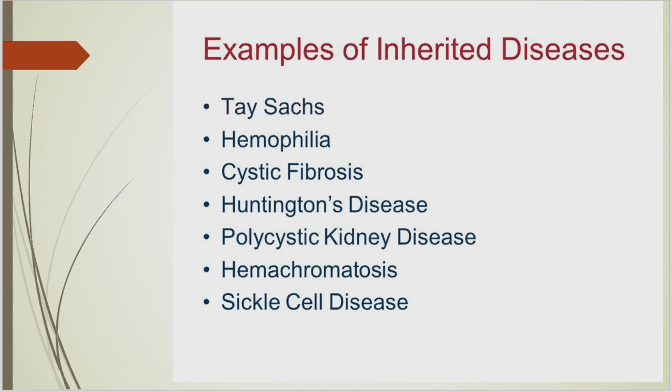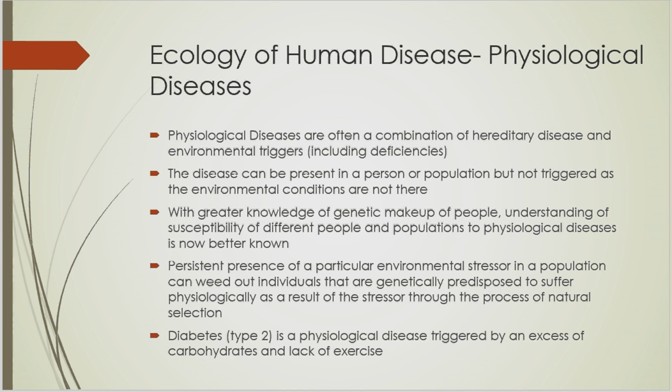So there's some different types of inherited diseases: Tay-Sachs syndrome, hemophilia, well, that's where blood does not clot, which used to affect most of the royal families in Europe. Cystic fibrosis, Huntington's disease, which is, I think, similar to Parkinson's. Polycystic kidney disease, hemochromatosis, and sickle cell disease. I don't know what half of these diseases are. I'm sure you can look them up if you're interested.